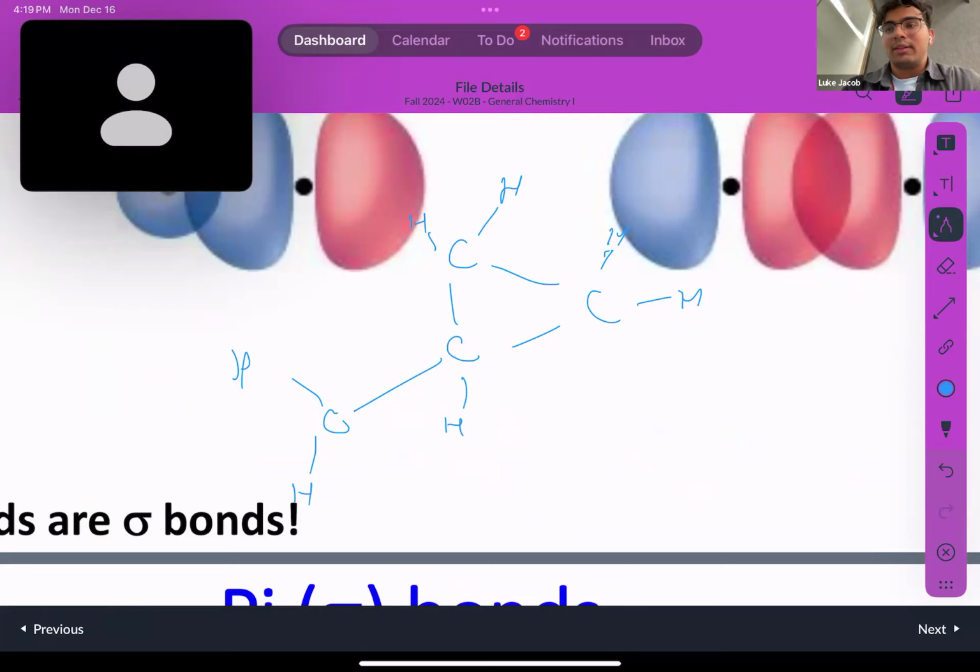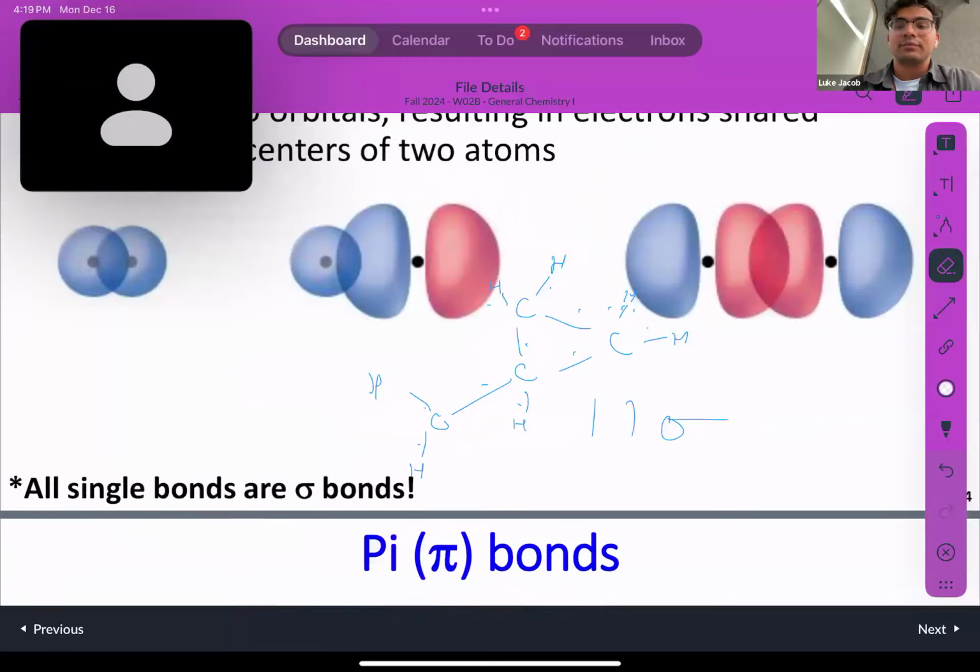All right, there would be, right? If we were to count this, sigma bonds are simply single bonds between things, right? So there's 1, 2, 3, 4, 5, 6, 7, 8, 9, 10, 11. All right, so there's 11 sigma bonds in this. So that's basically what you need to know for that.